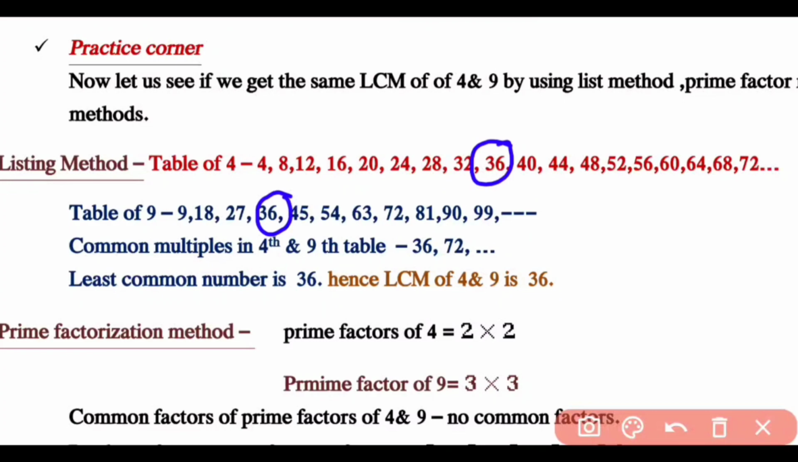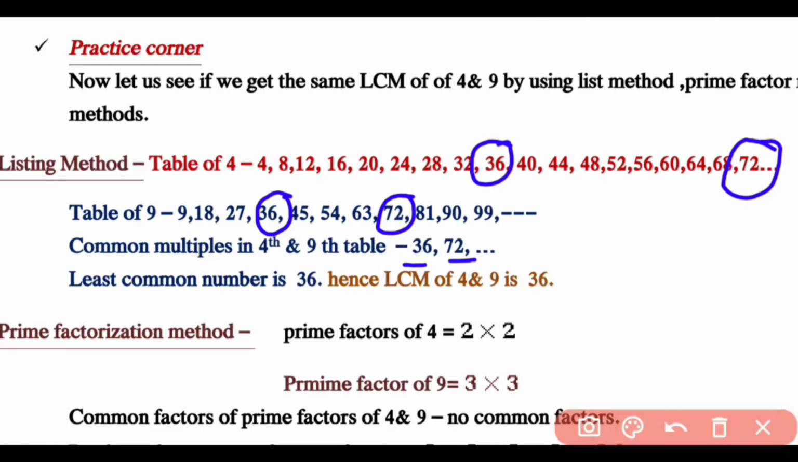Before 36, 4 8 12 16 20 24 28 32 are there in the table of 4, and in the table of 9, 9 18 27 are there. So 36 is the first number which is common. After 36, 72 is common. In between no number is common. If you keep on writing the table, you will get many more common numbers, but we have to write the first two numbers. So 36 and 72, these two numbers are common.